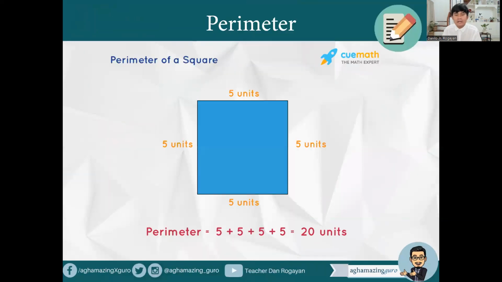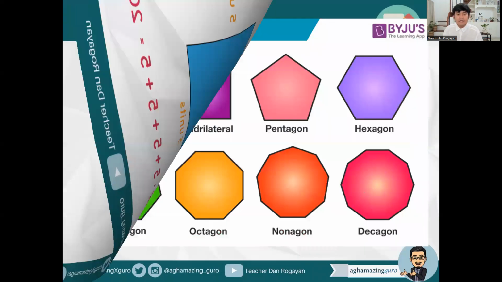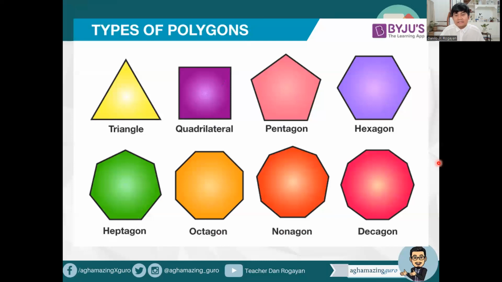Okay? And of course, to illustrate that, we have here an illustration. Say, for example, this is a square, for example, 5 units each side. So if we're going to get the perimeter, we'll just add. Kaya nga, sum of all the sides of polygon, 5 plus 5 plus 5 plus 5 is equal to 20. Therefore, the perimeter of this particular square is 20 units. The sum of the sides of this polygon is 20. We're pertaining to perimeter. Of course, there are different types of polygons.